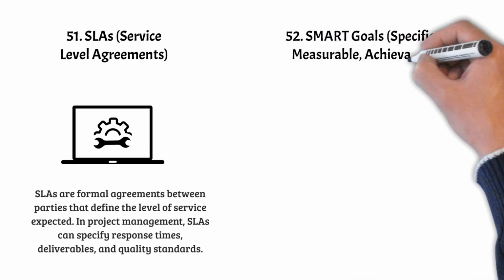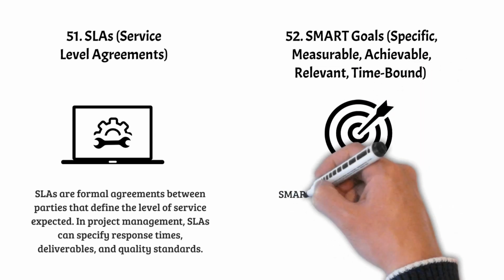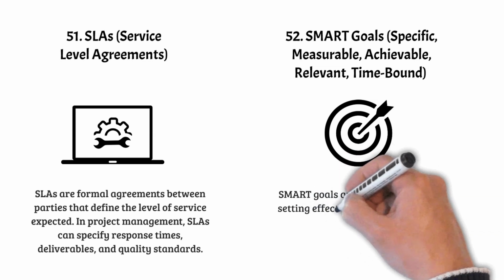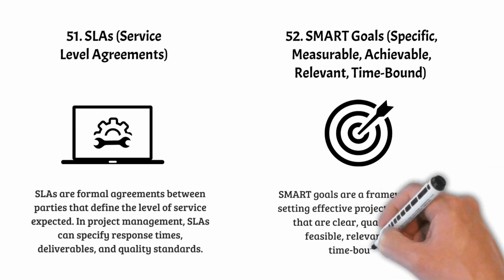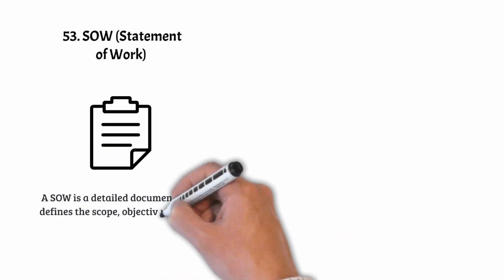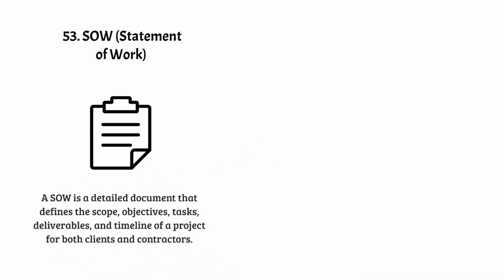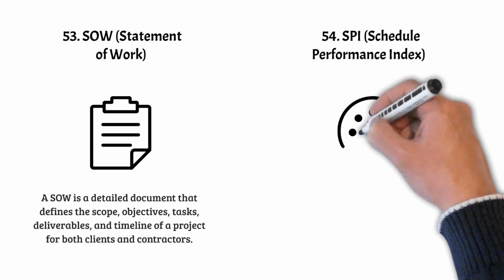52. SMART goals. Specific, measurable, achievable, relevant, time-bound. SMART goals are a framework for setting effective project objectives that are clear, quantifiable, feasible, relevant, and time-bound. 53. SOW, Statement of Work. A SOW is a detailed document that defines the scope, objectives, tasks, deliverables, and timeline of a project for both clients and contractors.